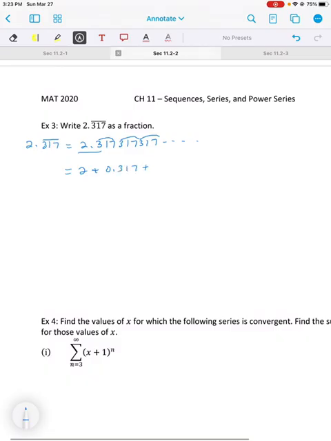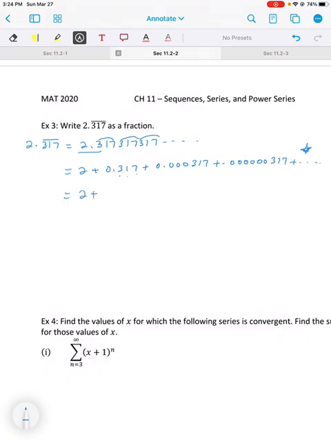So we will write 0.317 plus 0.000317 plus, we replace these by zeros, and again you can see now we will have 6 zeros and then 317 plus dot dot dot. This is an important step, because if you wrote this one wrong, then the rest of the problem can be wrong and the answer will be wrong.